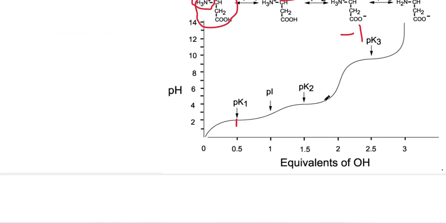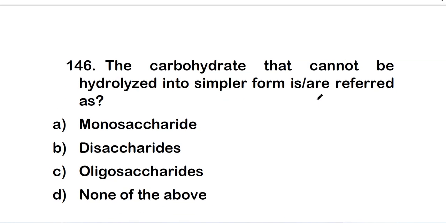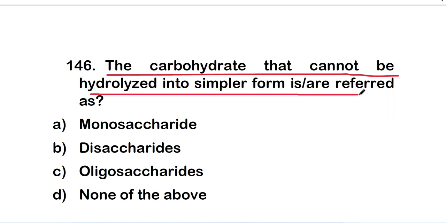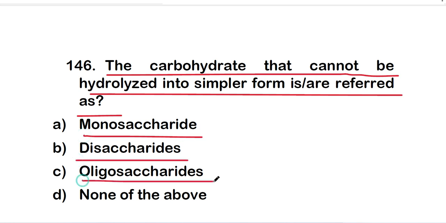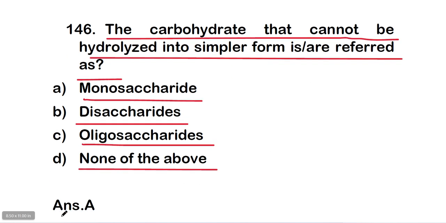So let's move on to another question, that is the carbohydrate that cannot be hydrolyzed into simpler form is or are referred to as option A monosaccharide, option B disaccharide, option C oligosaccharides, option D none of the above, and the right one is option A, that is monosaccharide.